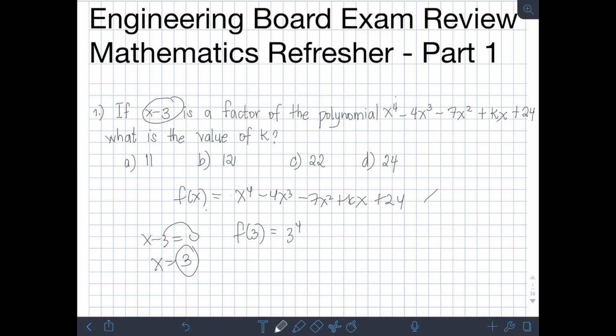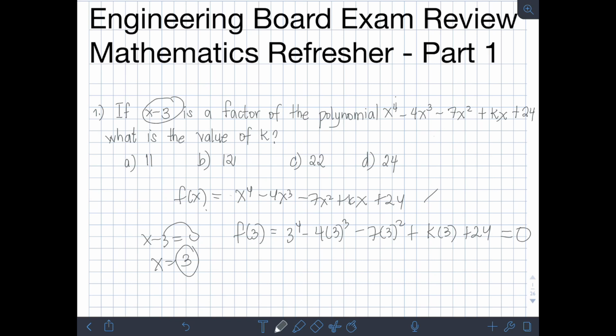So, we have 3 to the 4th minus 4 times 3 cubed minus 7 times 3 squared plus k times 3 plus 24. And then, dahil factor daw tong x minus 3 ng polynomial na to, kapag in-evaluate nyo tong f of 3, dapat equal yan sa 0. So, tandaan nyo yun, kapag factor theorem, dapat equal sa 0 yung evaluation ng function doon sa isang number.